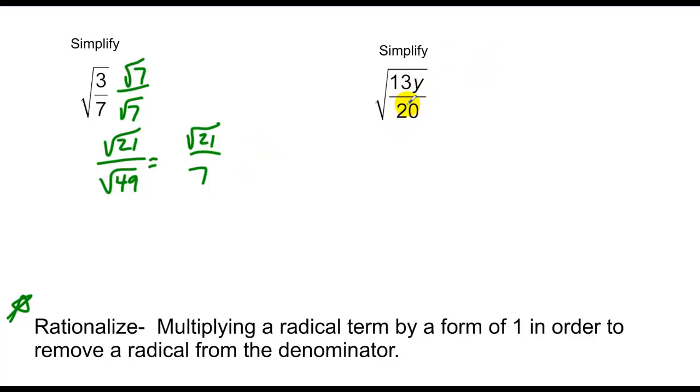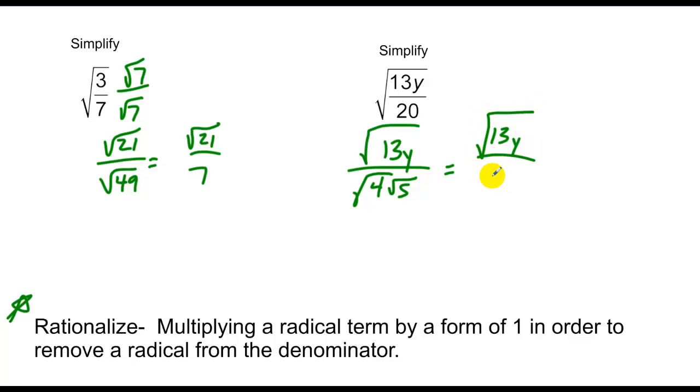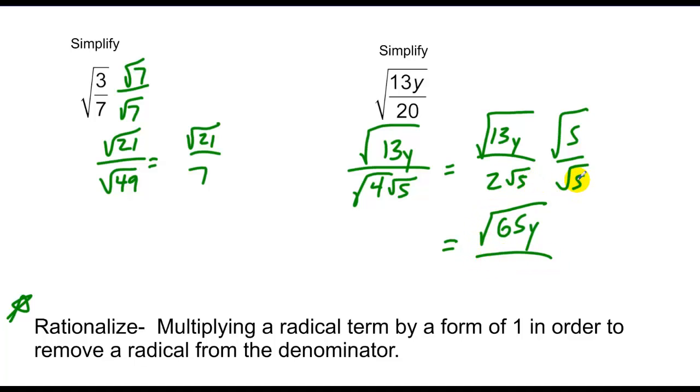In this case, what I like to do is break down these denominators first, if at all possible. So I see I have 13y in a radical. 20 breaks down into 4 and 5. And I know that the square root of 4 is 2. So now all I really have to do is get rid of the root 5. So I rationalize by root 5 over root 5. That gets me a total of 65y in the numerator, and then root 5 times root 5 is 5, times 2 is 10, and then I'm done.